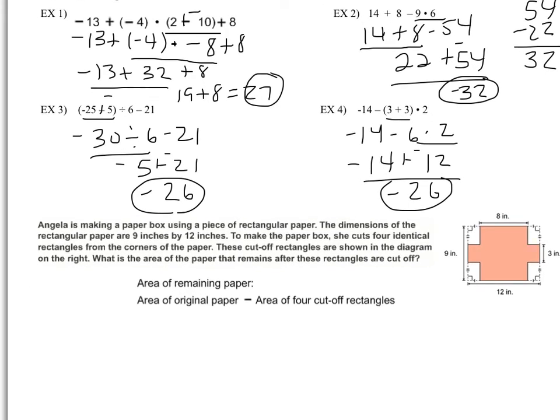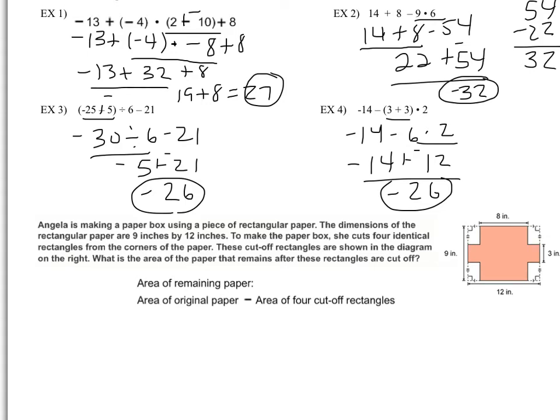Now it says Angela is making a paper box using a piece of rectangular paper. The dimensions of the rectangular paper are 9 inches by 12 inches. To make a paper box, she cuts 4 identical rectangles from the corners of the paper. These cut-off rectangles are shown in the diagram on the right. What is the area of the paper that remains?